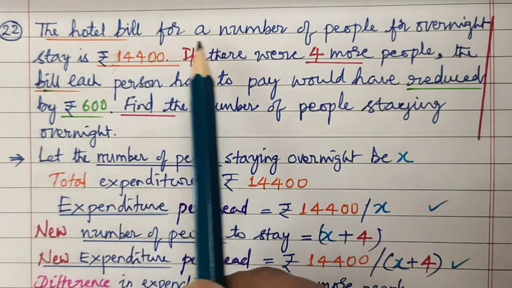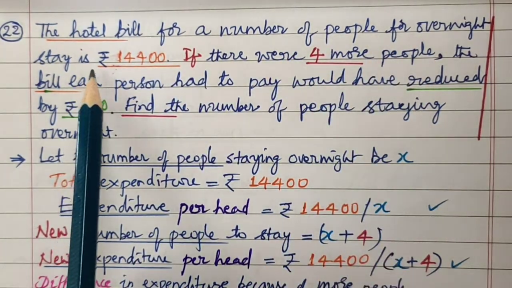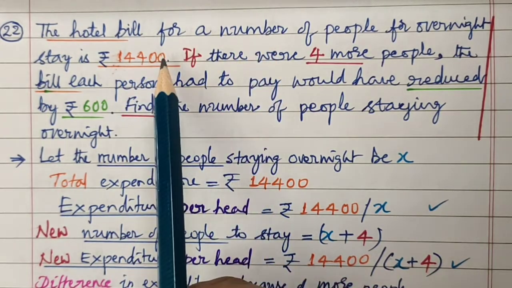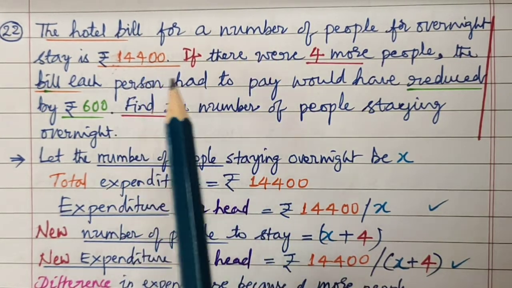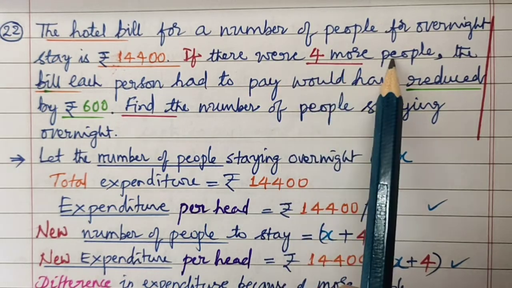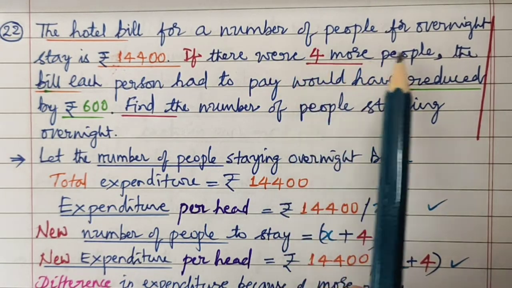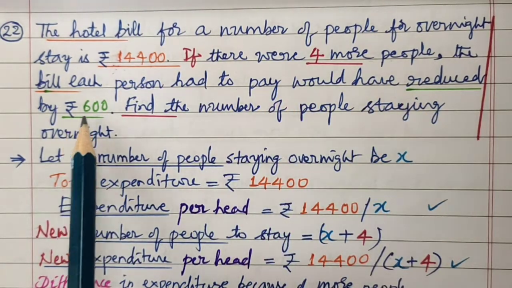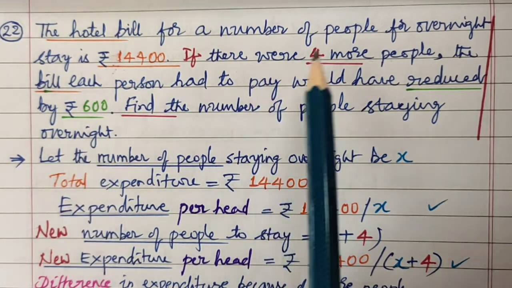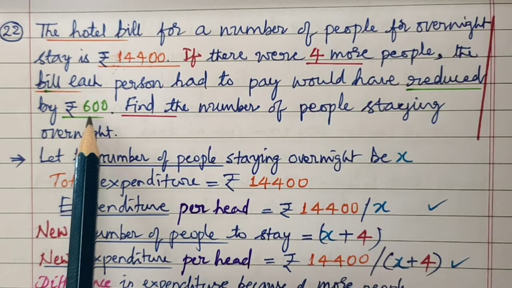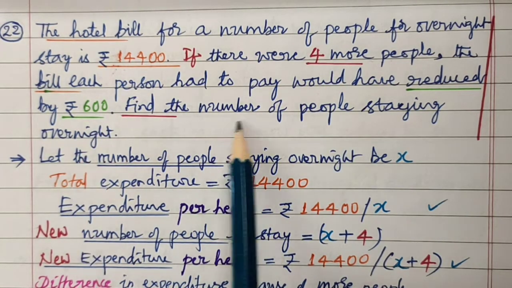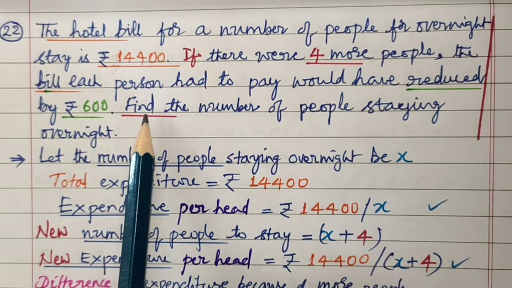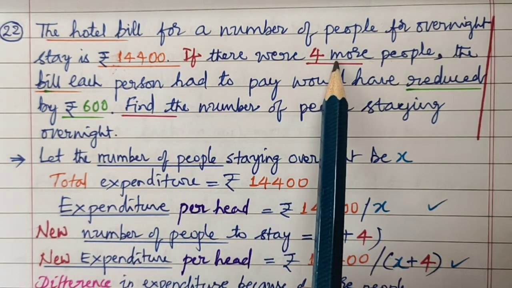The hotel bill for a number of people for an overnight stay is 14,400. There were some people who were staying overnight by paying 14,400. If there were four more people, the bill each person had to pay would have reduced by rupees 600. If there were four more people, they would have got 600 rupees less. Find the number of people staying overnight. We have to find out how many people were staying before we added these four more people.